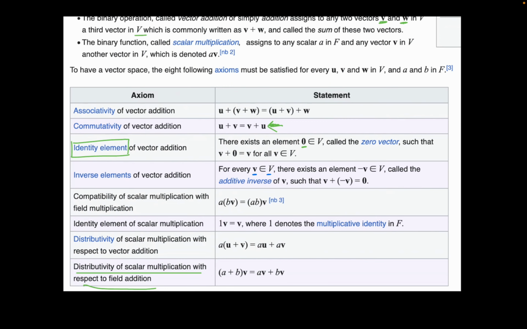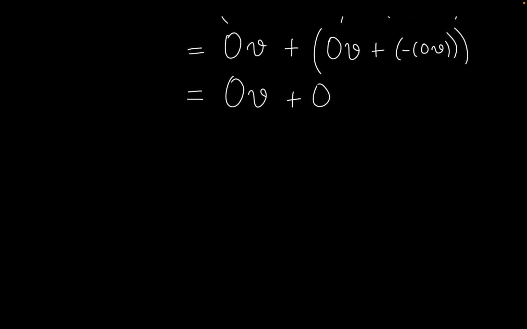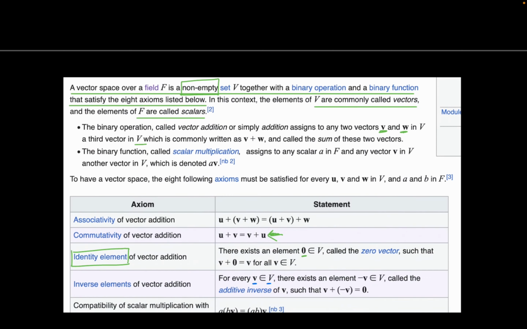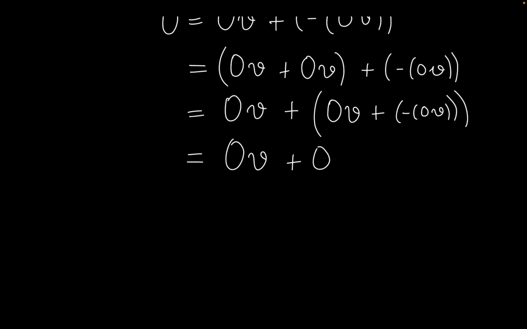Now the additive identity is such an element. 0 here is obviously the additive identity. So it's an element which, when added to any other vector in V, gives you that same vector. So this immediately tells us this is equal to 0v.